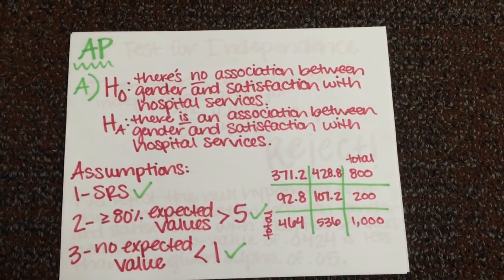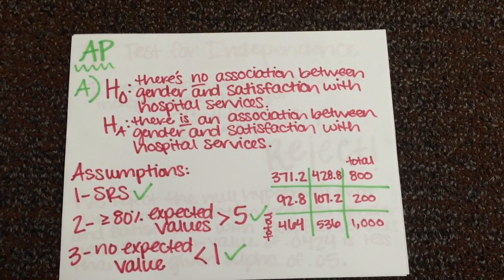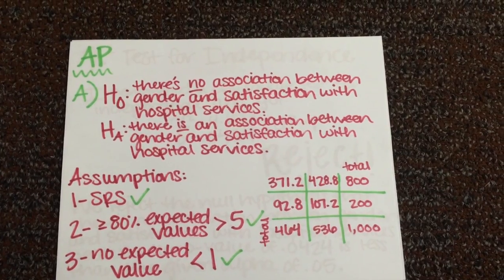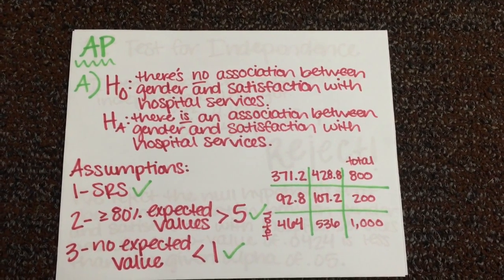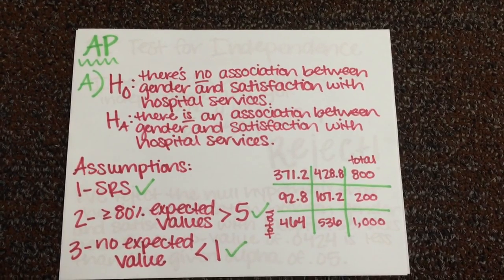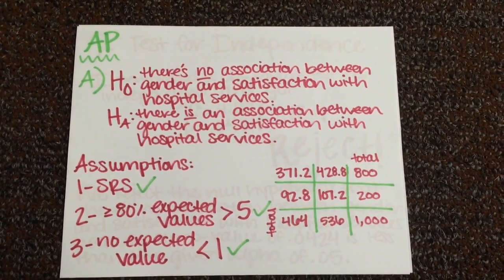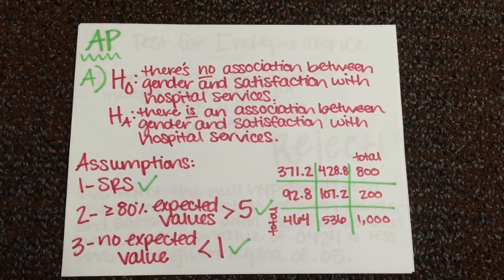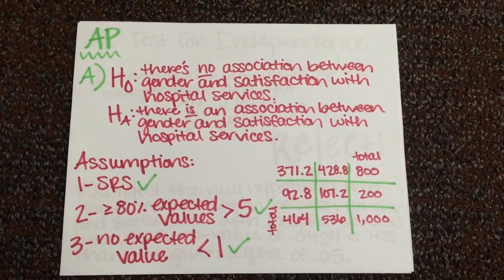For Part A, we will use PHANTOMS. The parameter and hypothesis are kind of two in one, if you will. They go together. So first we will define our hypotheses. The null hypothesis is that there is no association between gender and satisfaction with the hospital services. The alternative hypothesis is that there is an association between gender and satisfaction with the hospital services. Our alpha is 0.05.